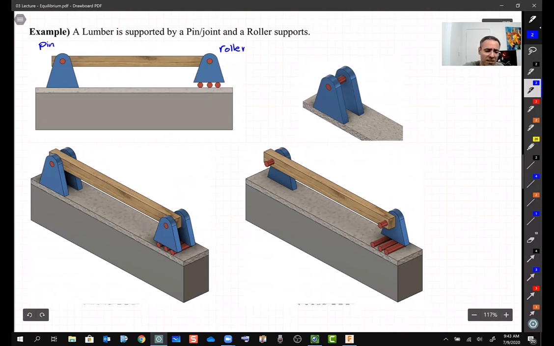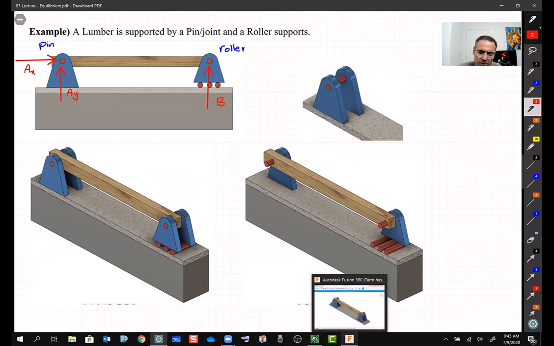So the first one, this joint, it's obvious. The reaction that it applies is going to be AX and AY, and this one is just going to be one load. If you want to name this one, this is going to be AX, this will be AY, and this, let's call it B, which is BY, but since we don't have BX, it is just B.